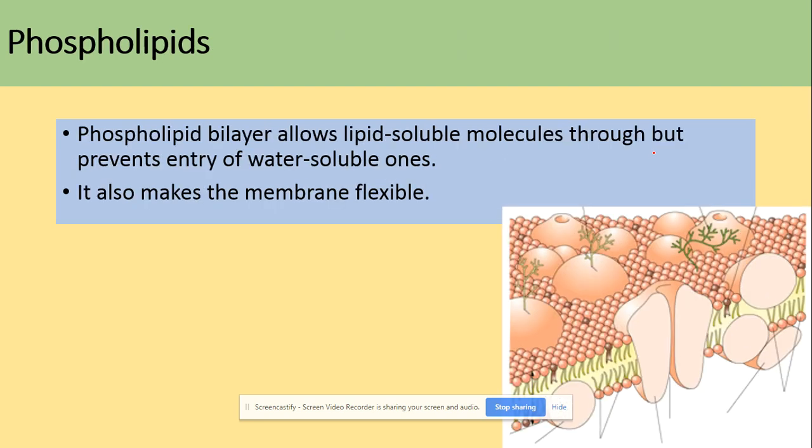So what's the job of the phospholipids? They make the bilayer, so they allow only lipid-soluble molecules to pass through, but the water-soluble molecules won't be able to do so. And they are also making the membrane flexible, as we've mentioned.